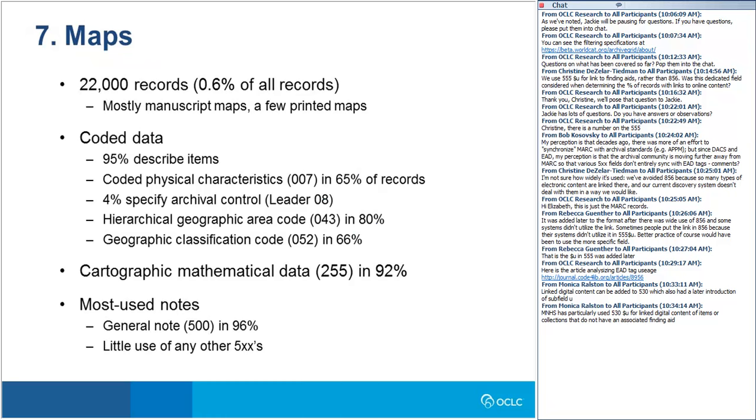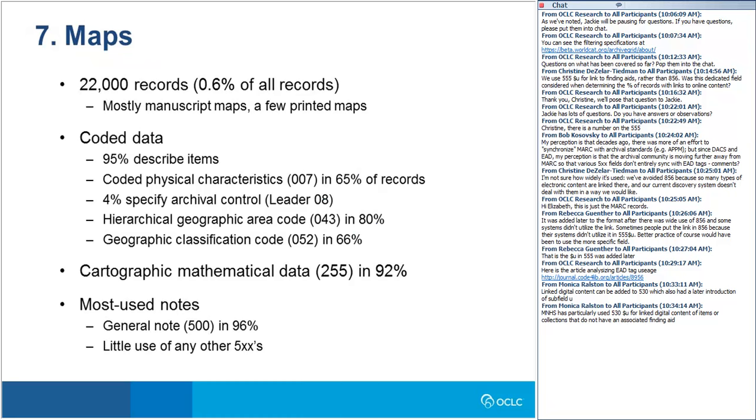Maps are a tiny percentage of what comes into the data set, but 22,000 manuscript maps isn't nothing. Almost entirely coded as items. So MARC includes a variety of elements other than notes that are specific to maps. That's kind of unusual across the types of material.